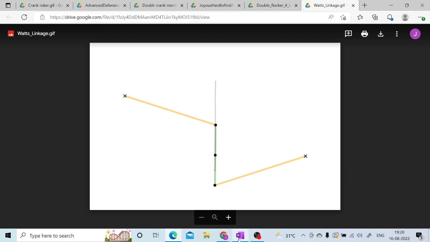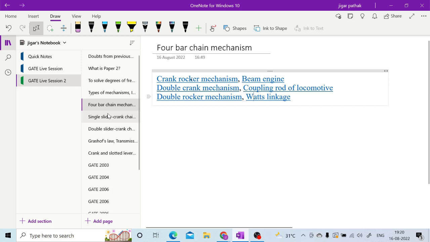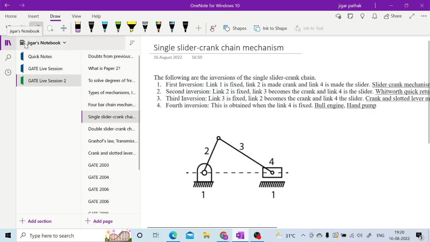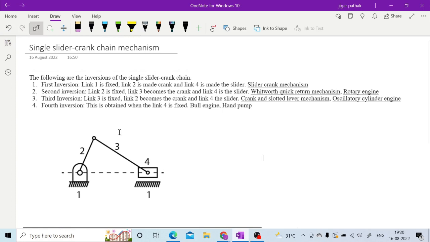Now the next is the single slider crank chain mechanism. In that particular mechanism, you will have four different inversions: first inversion, second inversion, third inversion, and fourth inversion, right? As you can see on your screen, you have this fixed link, then the crank, which is having full rotation, then the connecting rod, and then the slider.